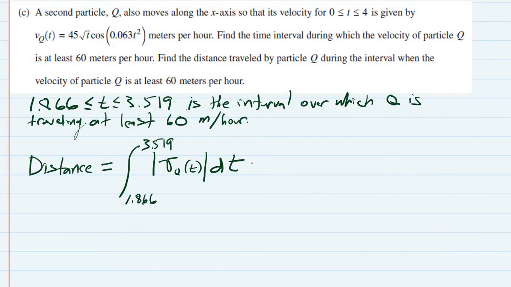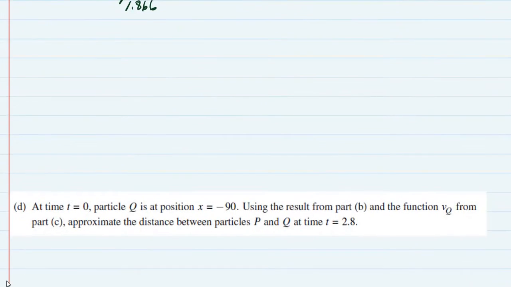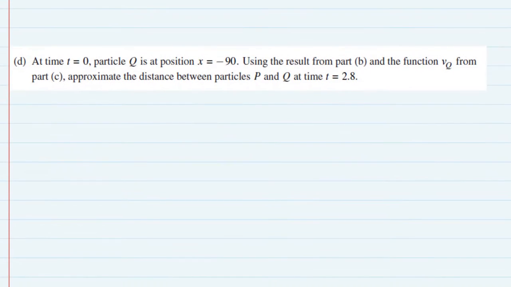So we can say that this is equal to 106.109, and this is going to be in units of meters. Okay, so we are now done with part C. Let's move over to D. And it says at time t equals 0, particle Q is at position x equals -90. Using the result from part B and function v sub q from part C, approximate the distance between particles P and Q at time t equals 2.8.